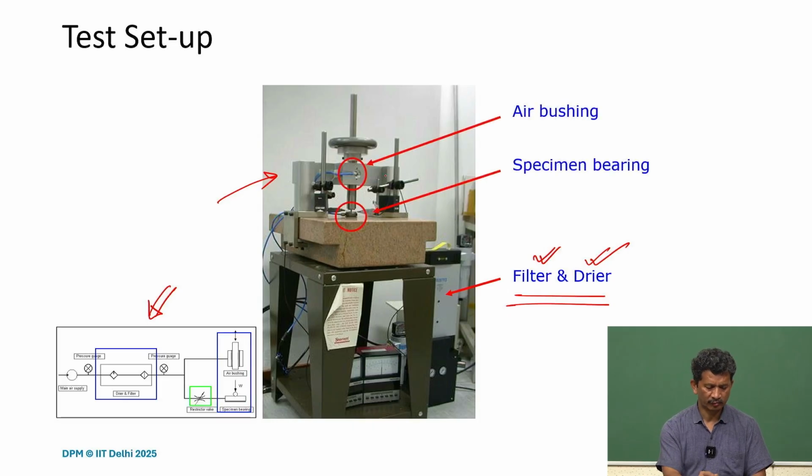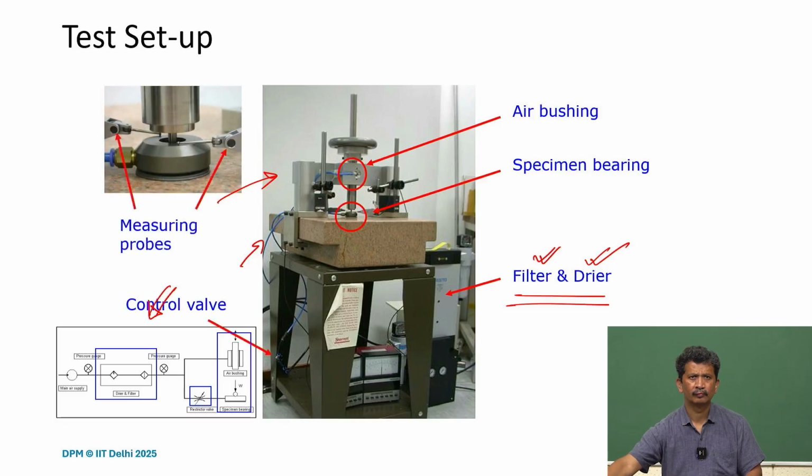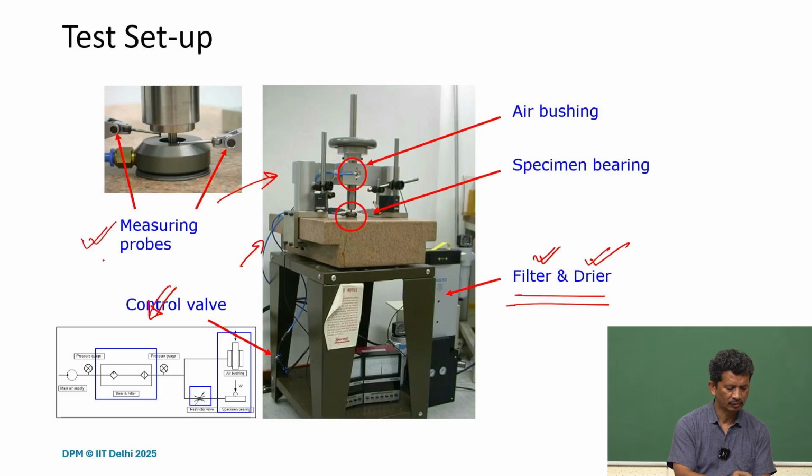So the air bushing, and you can see this blue line. It's for the air supply, and the specimen bearing is there. Of course, for measurement, we have these measuring probes, and we placed them opposite to each other, so that if there is any tilting, that can be averaged out and measured.